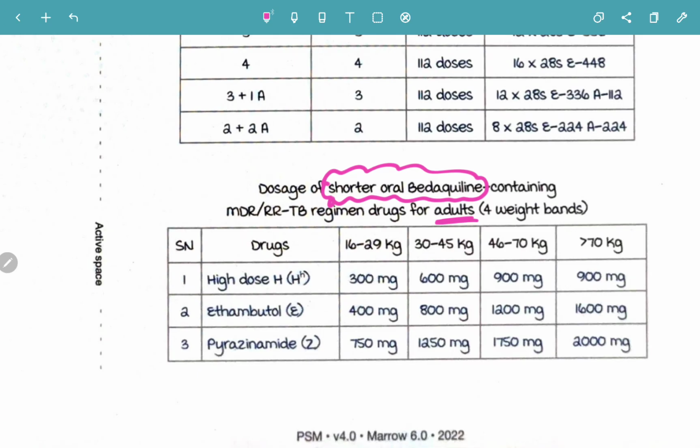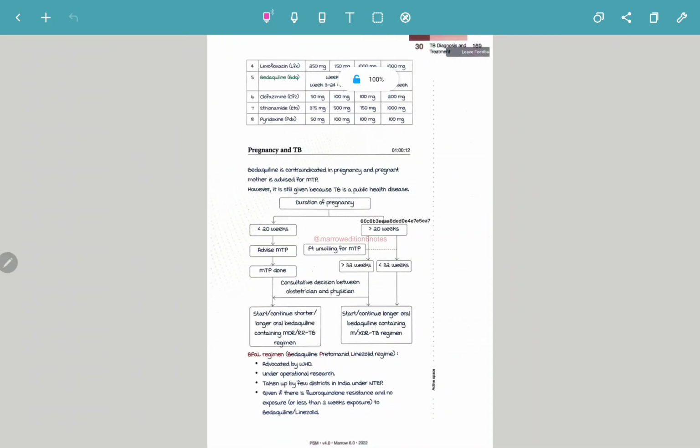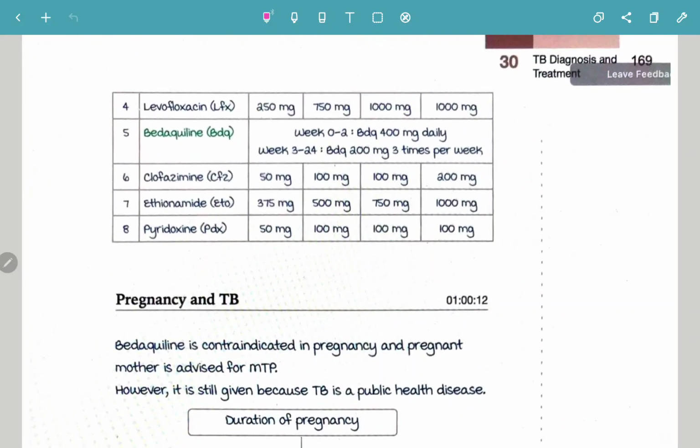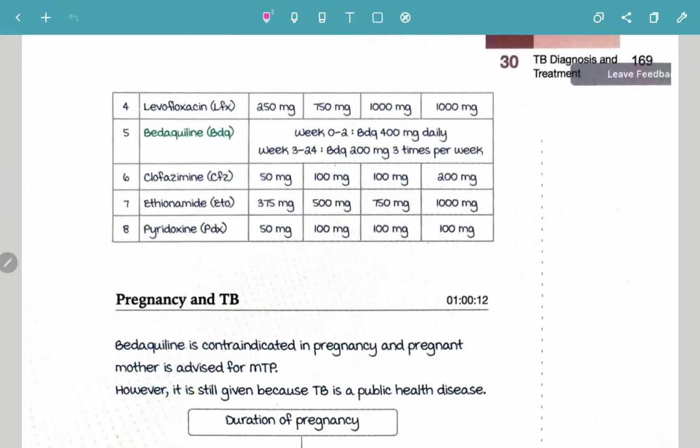300, 600, 900, 400. Ethambutol is 400, then 800, 1200, 1600 respectively. So the weight bands are 16 to 29 kg, 30 to 45 kg, 46 to 70 kg, more than 70 kg. Levofloxacin, and look at the bedaquiline. Bedaquiline dosage is very important.